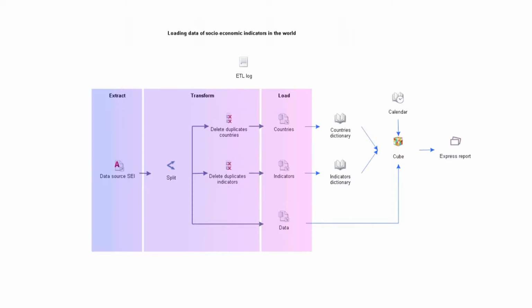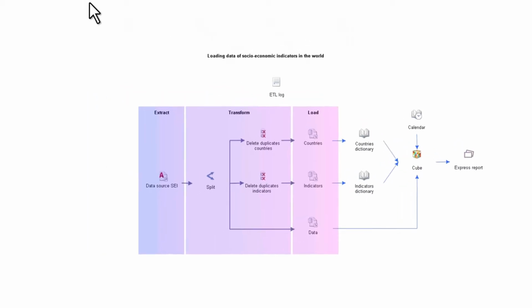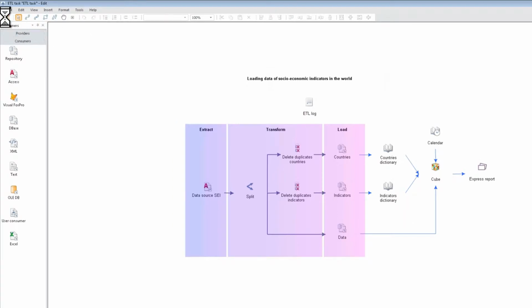After all transformations, the data get into the consumers. At this stage, the repository tables, which served as the basis for creating the dictionaries and multidimensional cube, are used as consumers. Execute the ETL task.